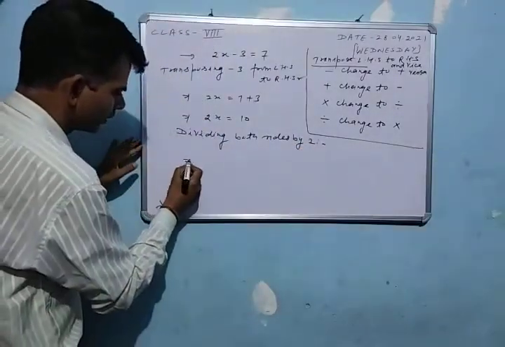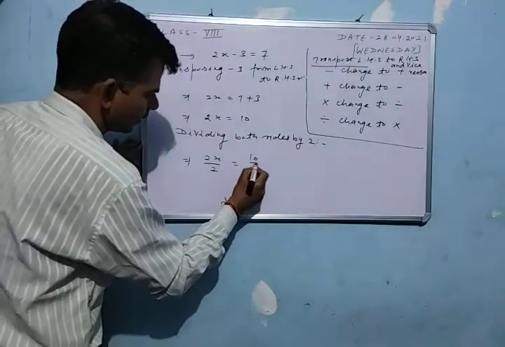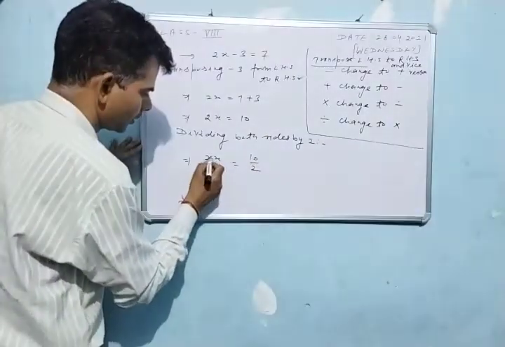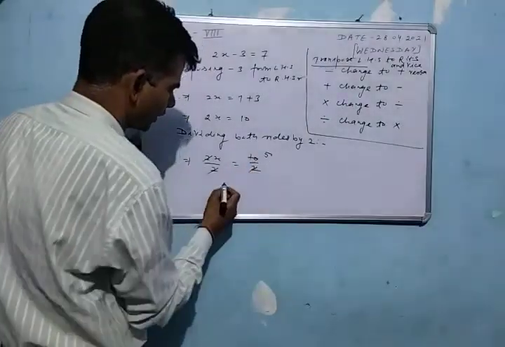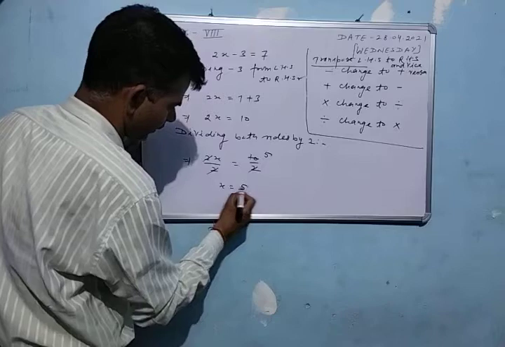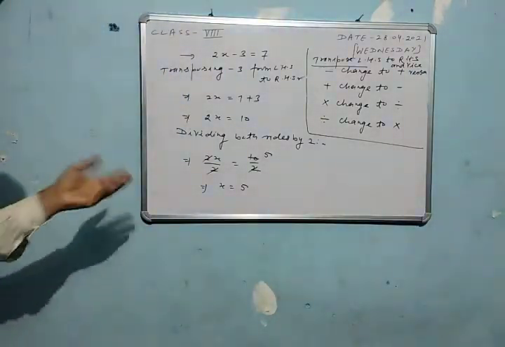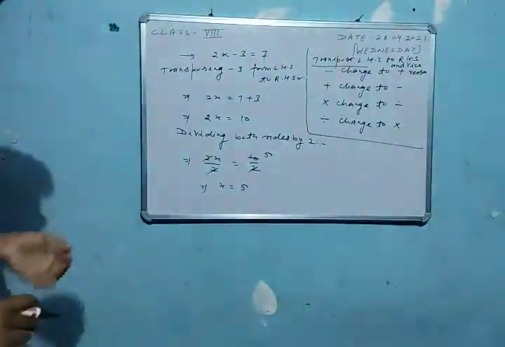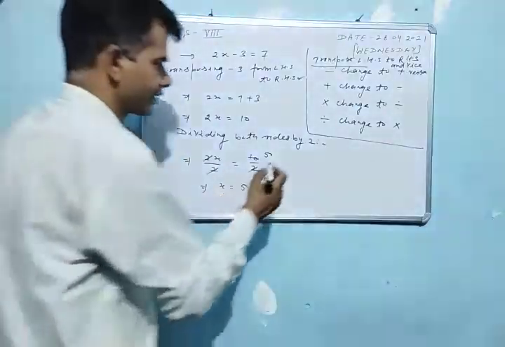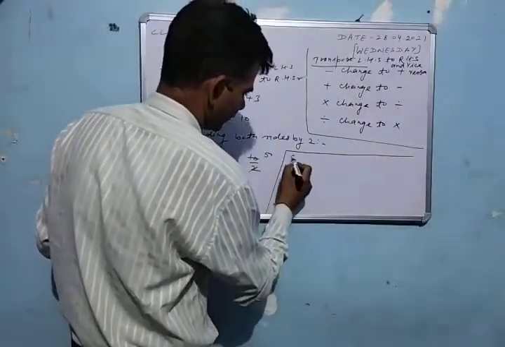Now student, 2x divided by 2 and 10 divided by 2. 2 ones are 2, 2 fives are 10. Now student, the value of x is 5. Is it correct? You can check it.